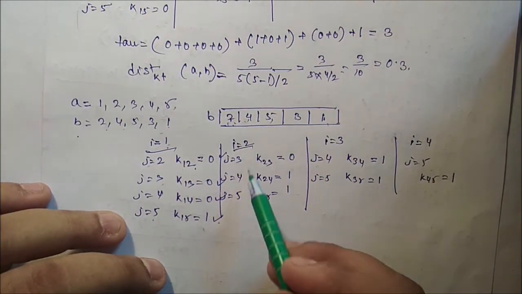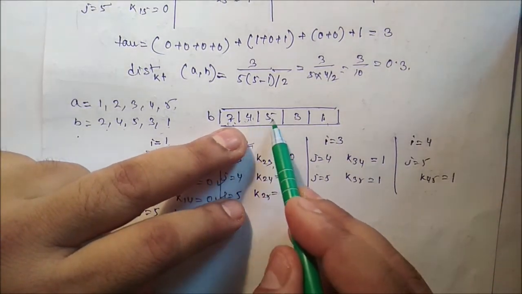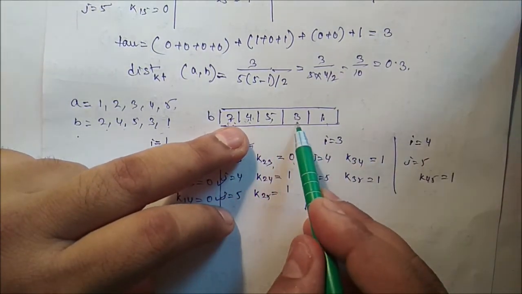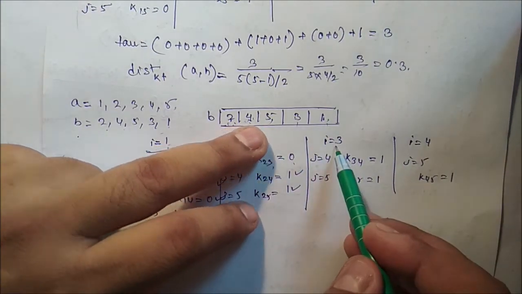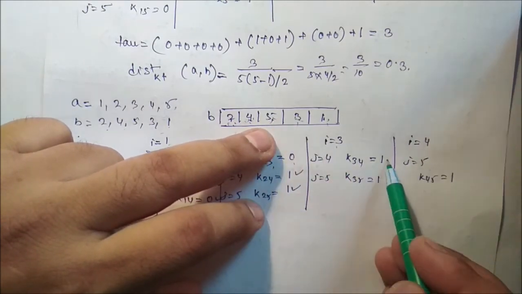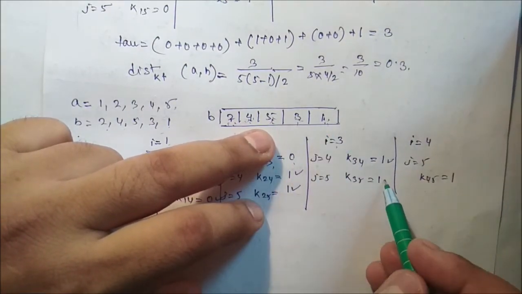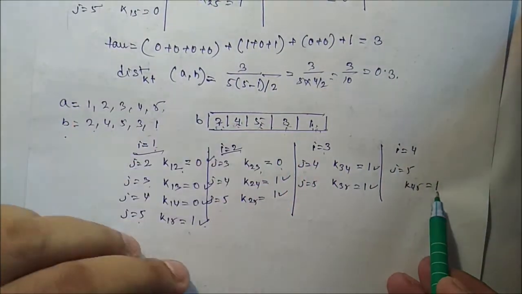Similarly, I is equal to 2, J is equal to 3, 4, 5. So K23, if you compare, this value is less than this, say 0. This value is greater than this, hence it is 1. This value is greater than this, hence it is 1. Similarly, I is equal to 3 and 4, 5. So compare these two. This value is greater than this, hence it is 1. This value is greater than 1, hence it is 1. And finally 3, 1. So this value is greater than 1, hence it is 1.